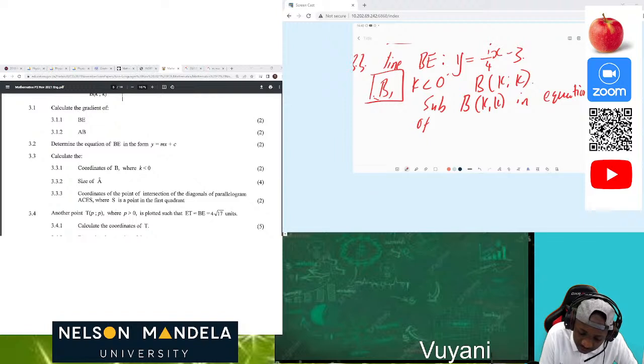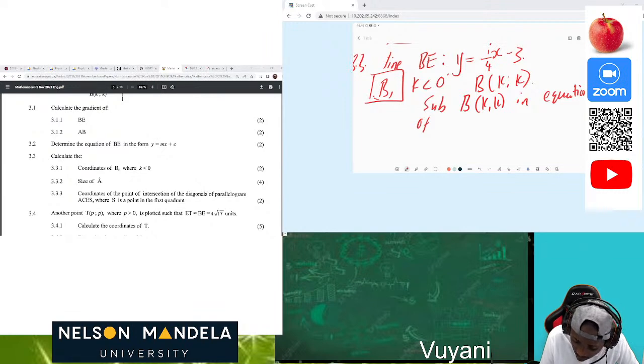So that would definitely be our k, then 1 over 4. Then we have x there. Our x now will be k minus 3. Then now we solve for k. So our k will be equal to, let's transpose 3, so it's positive 3 is equal to 1 over 4k minus 1.